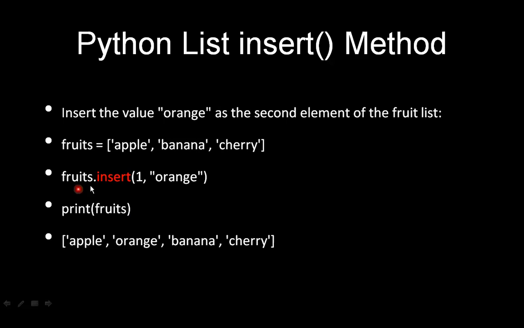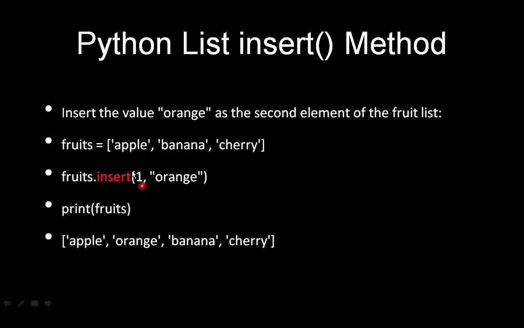So the list name is fruits, and the method name is insert. I will be specifying two parameters in the insert method. The first parameter is where this orange element has to be placed in the given list.